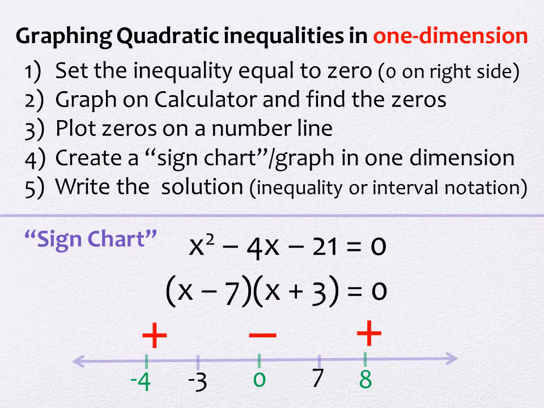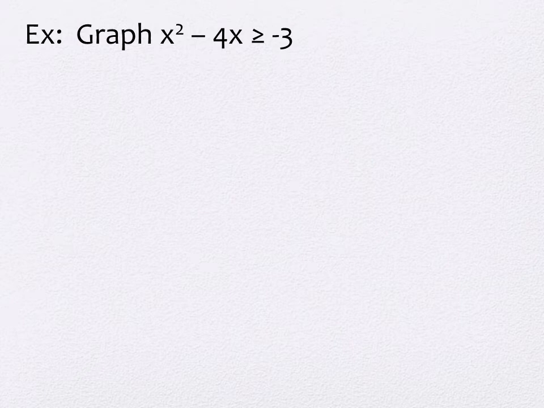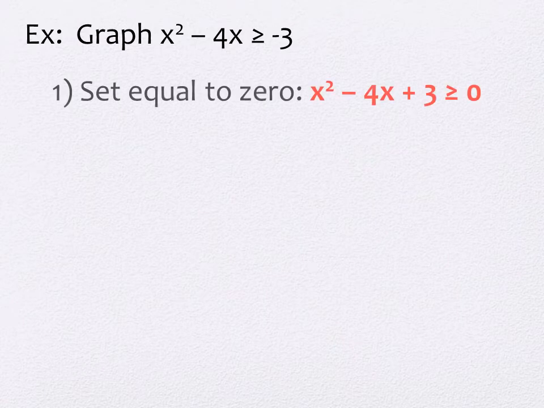So this is in fact a sign chart, and what we're going to use is use this sign chart to develop our solutions later. So here we have an example. It says graph x squared minus 4x greater than or equal to negative 3. Remember, the first step is to set it equal to 0. So adding 3 to both sides gives us x squared minus 4x plus 3 greater than or equal to 0. Notice how 0 is on the right hand side.